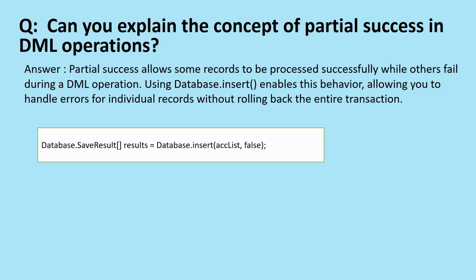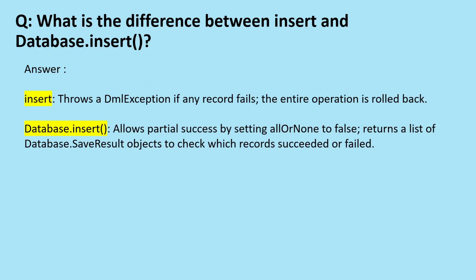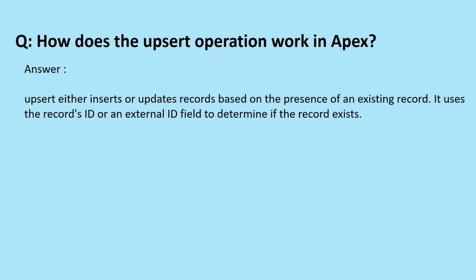Now we have next question, which is what is the difference between insert and database.insert? So as we discussed, and I showed you in the example also, insert throws a DML exception if any record fails. The entire operation is rolled back, and the database.insert allows partial success by setting AllOrNone to false, returns a list of database.SaveResult objects to check which records succeeded or failed. Okay. We'll see the next question.